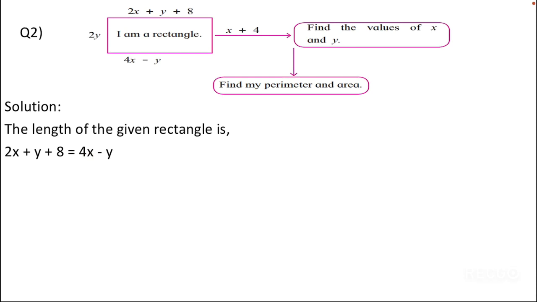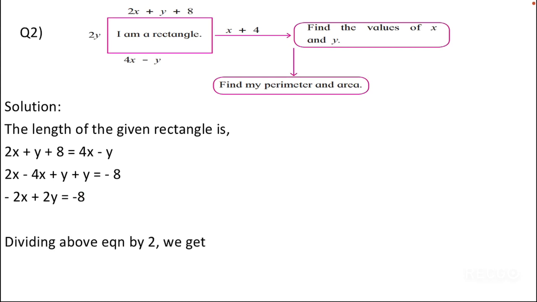since the lengths of a rectangle are always the same. So we have x coefficients and y coefficients, so we will arrange them together. So 4x will come over here, so minus 4x, plus y, minus y will come over here, so it will become plus y, plus 8 will go over there, it will become minus 8. So we get minus 2x plus 2y is equal to minus 8. Now you can see that we can reduce this equation further by dividing it by 2. So we get minus x plus y is equal to minus 4. So we got our first linear equation with the help of the length of the rectangle.